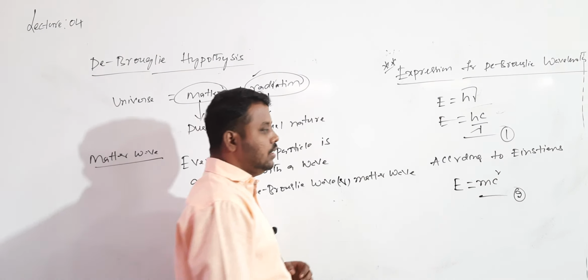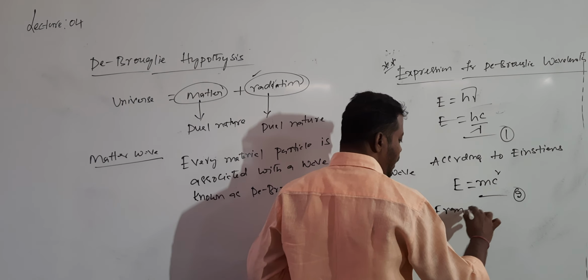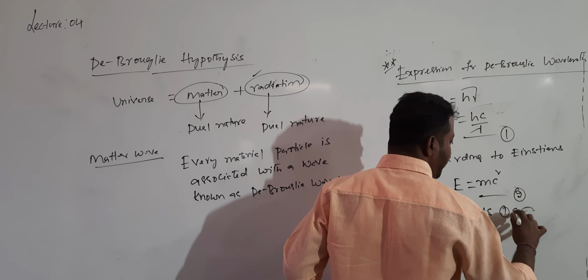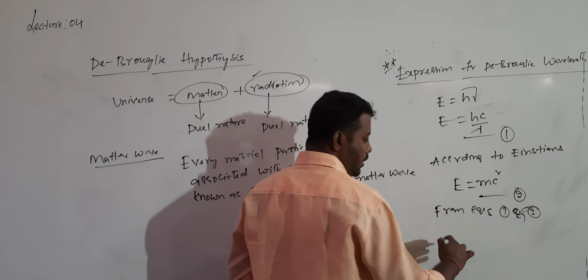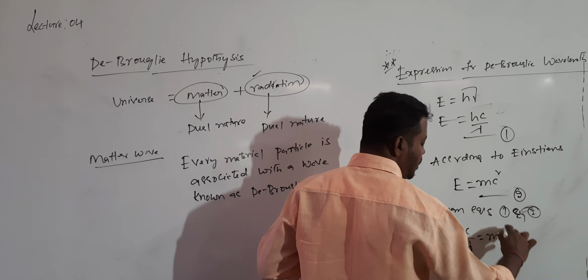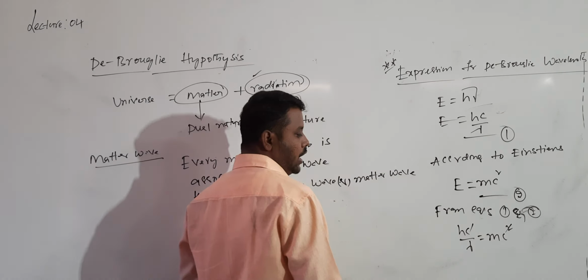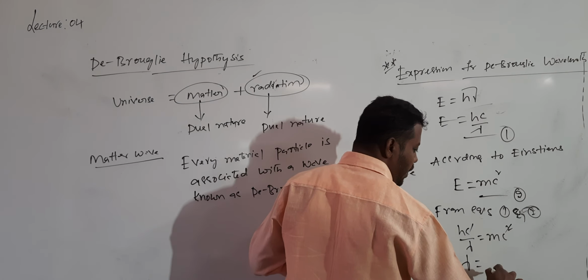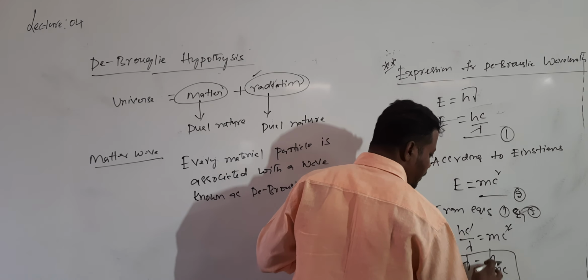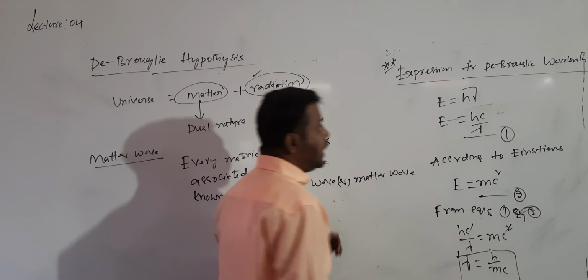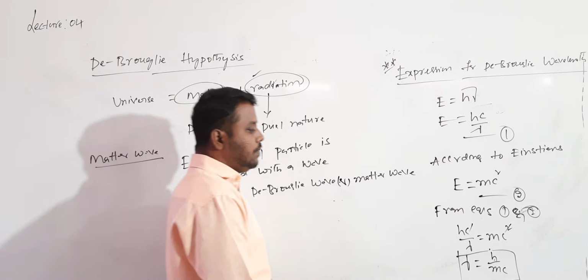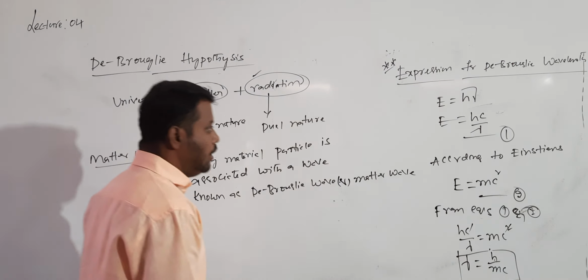Are you getting it? Now, from equations 1 and 2, what can I write? Can I equate both? hc by lambda is equal to mc². One c cancels, and what will I get for lambda? Lambda is equal to h divided by m into c. So this is the expression for the de Broglie wavelength. The de Broglie wavelength is given by lambda = h divided by mc.